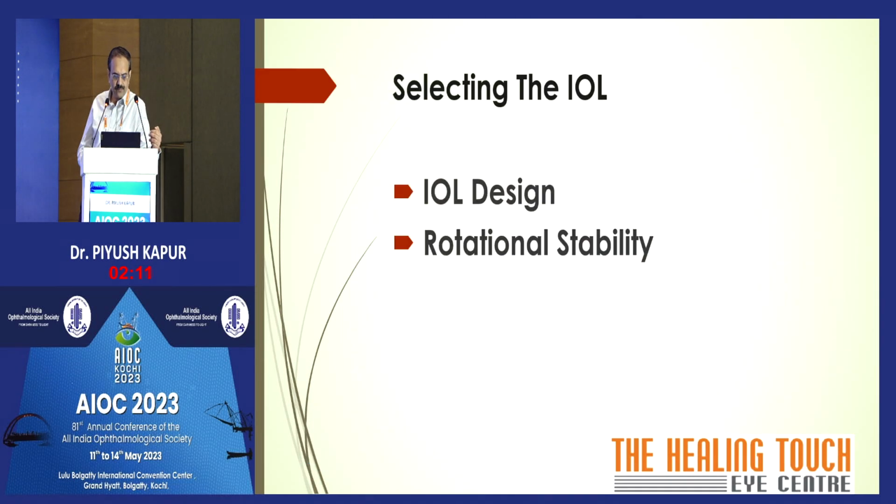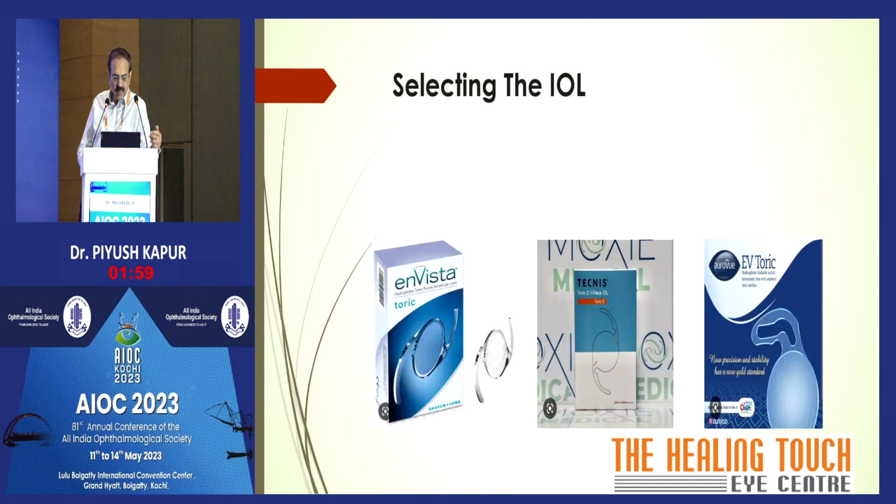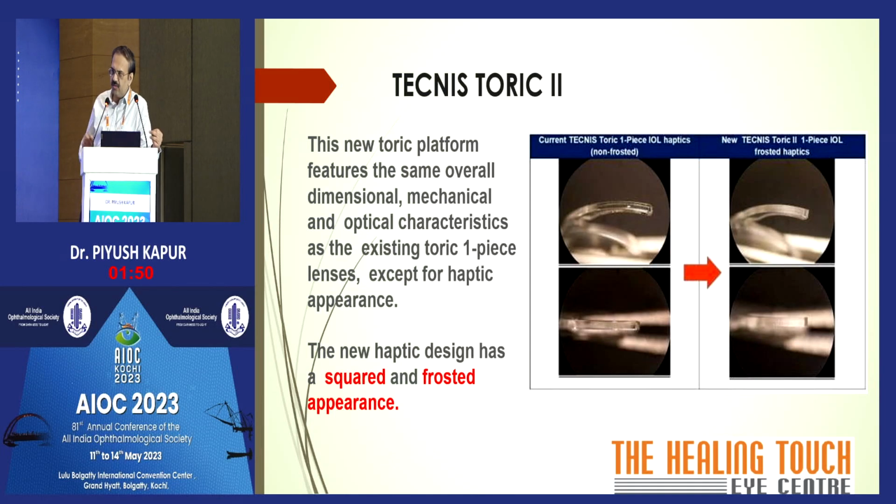So having selected where we are going to put the lens, it's very important to understand which IOL design we need to use and which has the best rotational stability. I have been using various lenses, but to date, the best choice for me is the Technis Toric 2 platform, which has better stability, because the edges of the lens are roughened so that the rotation is minimal. I have seen that with the newer Technis Toric 2, we almost get a 100% result, and the rotation is very minimal in the post-operative course.